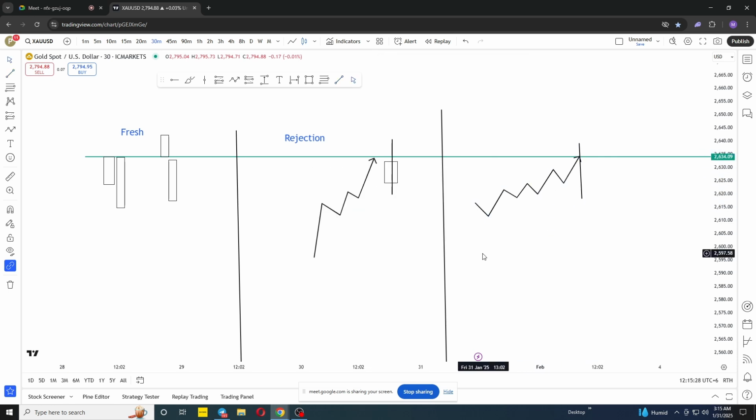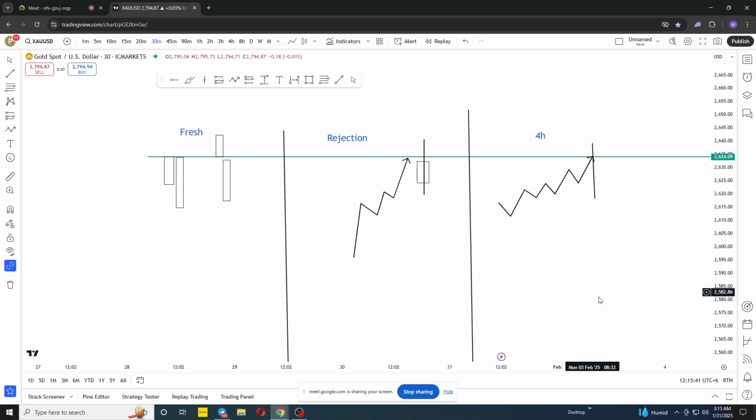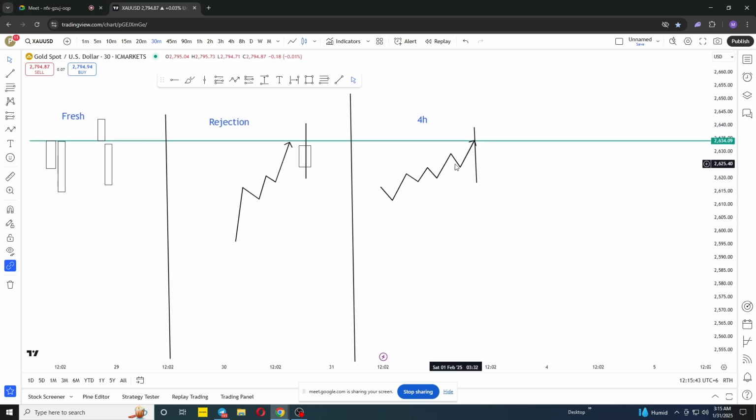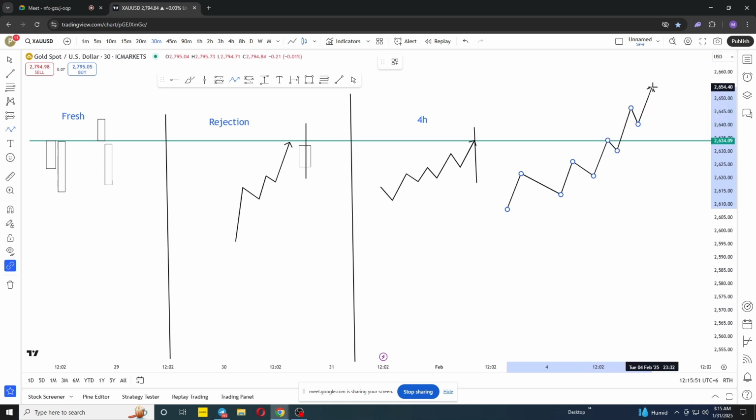Now this rejection is the same rejection as here, but we are watching it one or two time frames lower. So let's say it's the H4 time frame. This could happen like this, or the rejection candle could be like, let's say this is the rejection, and then it does something like that. In both cases the rejection remains in the same area. You understand it, brother?